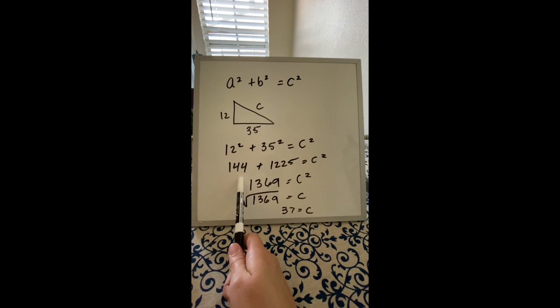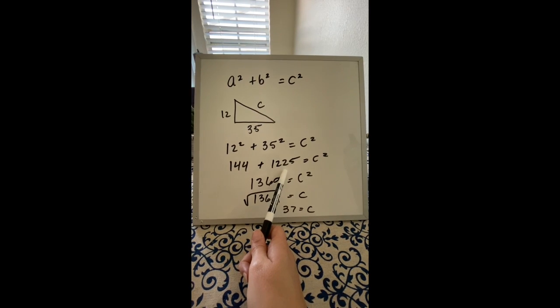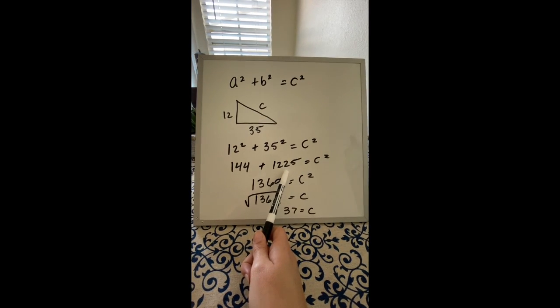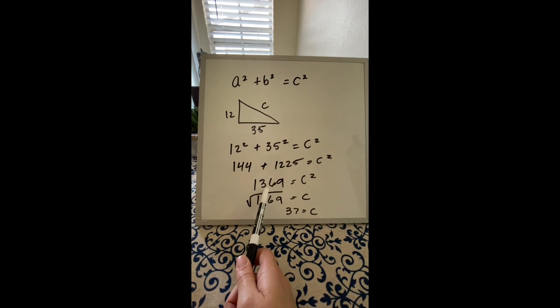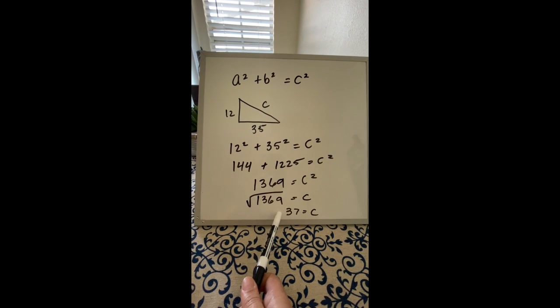Once I square 12, I get 144. 35 times 35 is 1,225. Then I add those two things together. I get 1,369. And then I just need to hit the square root button and I get the answer C equals 37.